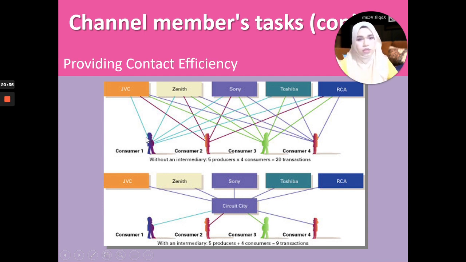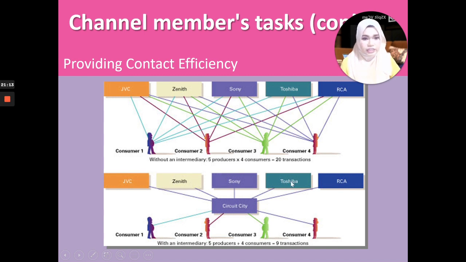This is actually what you do. You go and find at one store, another store, and after that go to another store and other places. For each brand you need to go to many places, while producers will also need to deal with a lot of customers. Without an intermediary, you will see 5 producers times 4 consumers, so you will have 20 transactions. But if there is a Circuit City, or like a Harvey Norman, it is a channel member, a retailer.